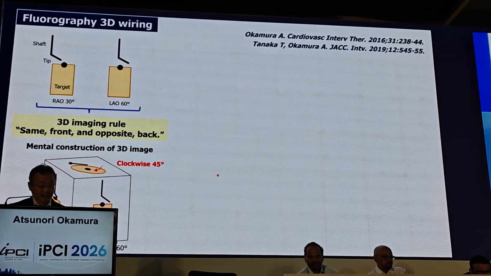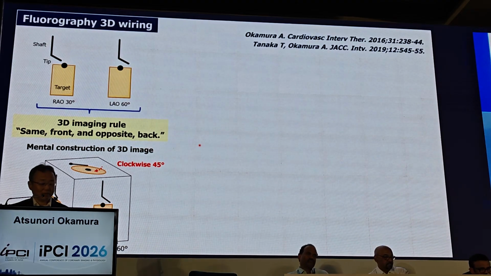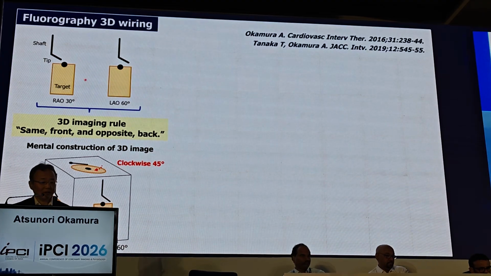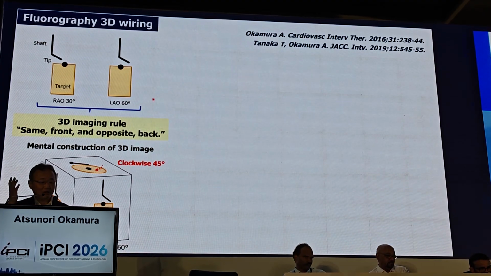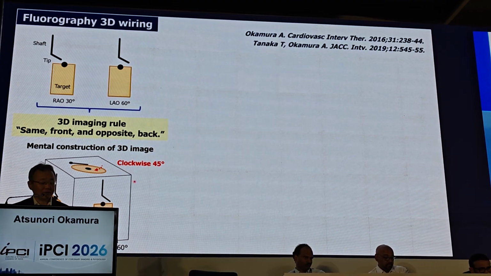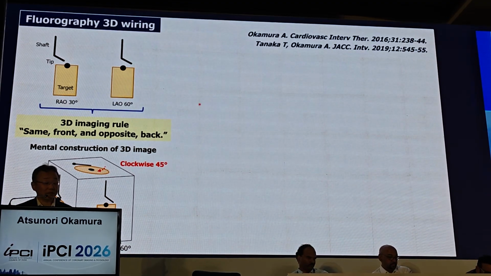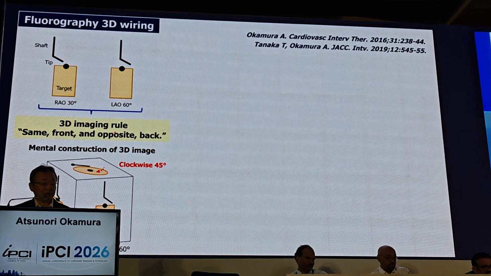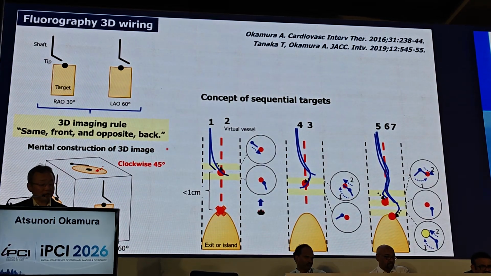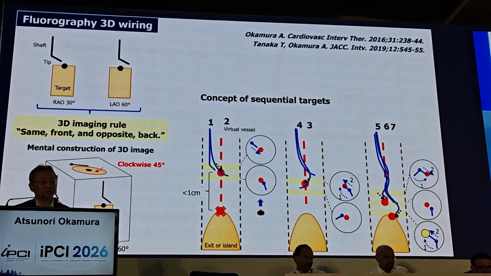Shortly I'll talk about fluoro-based wiring, but there is not enough time to explain it fully. However, this is a very important concept. If you see the 2 images, the image is the mid part of the RCA. You have to construct this 3D image in your brain in 1 second, but this is impossible. That's why it's better to use 3D imaging: same front, opposite back. If we understand this simple theory, you can navigate the guide wire tip to a target like this one.